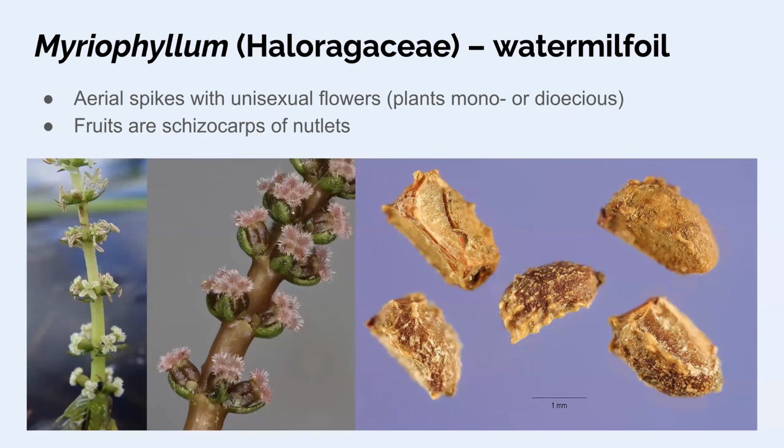Sometimes on these, you can see this flat area here. The nutlet has a flat surface where it was pressed against the other nutlets, and then a round surface where it was toward the outside. So you can kind of reconstruct this if you see the shape of a nutlet from a schizocarp.